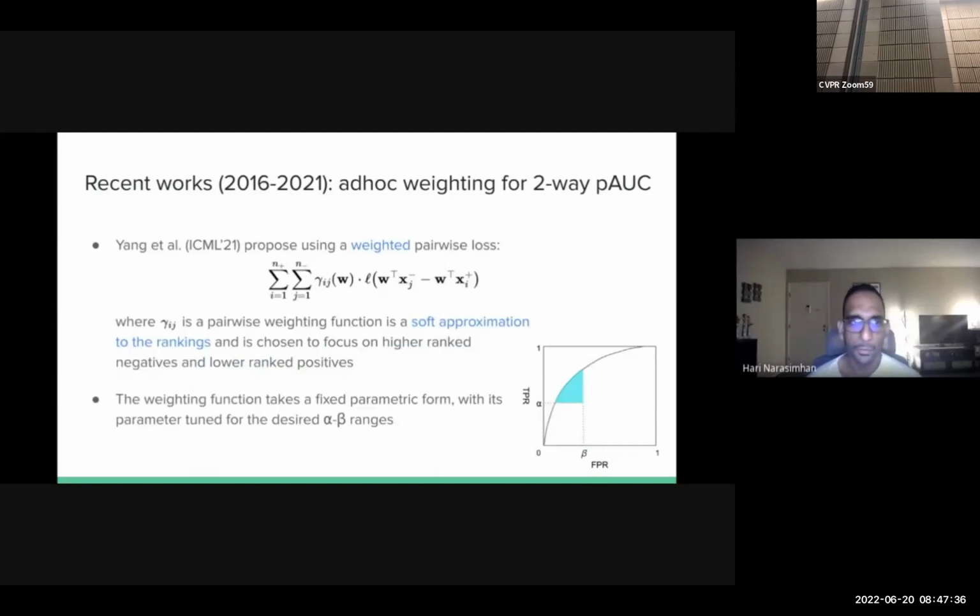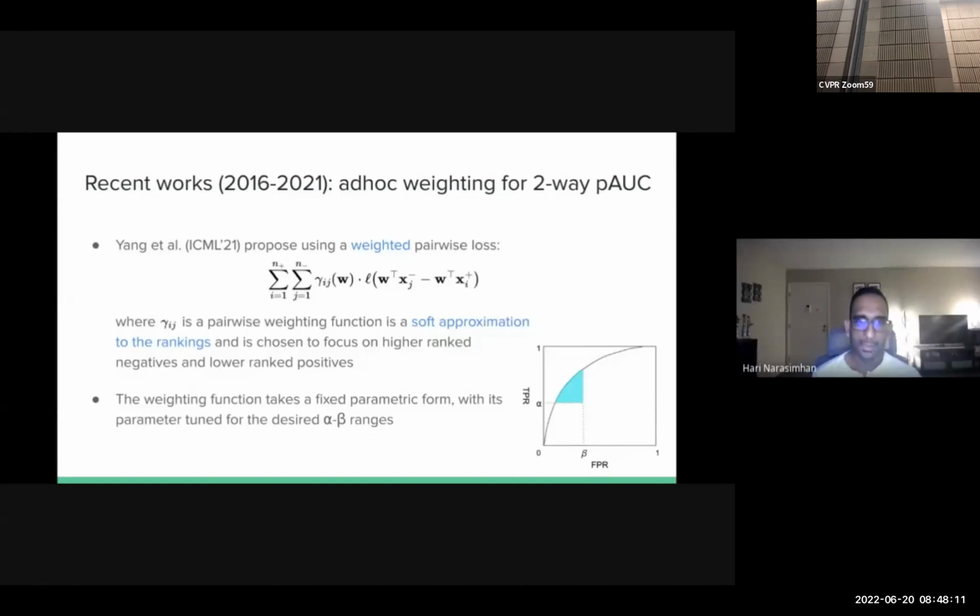Recently in ICML 2021, and their proposal is to use a weighted pairwise surrogate, where you have a weight associated with each pair of positive and negative examples. Now the weights are chosen to maintain a soft approximation to the ranking. In particular, the weights depend on the scores for the pair of positives and negatives, and the weights are chosen to emphasize better performance on the higher ranked negatives and the lower ranked positives.